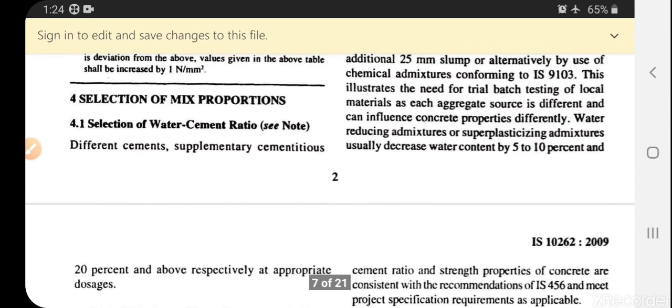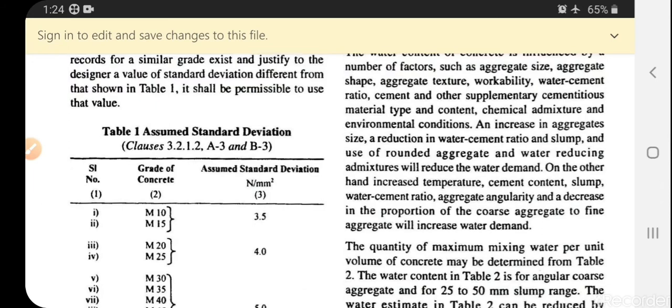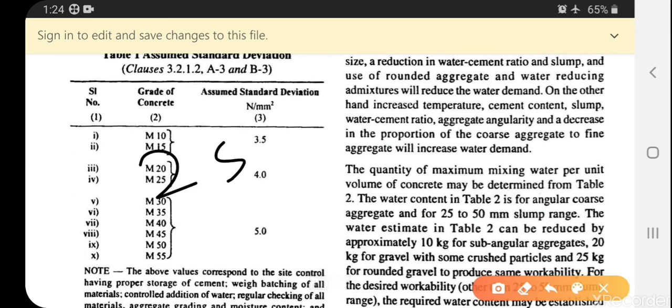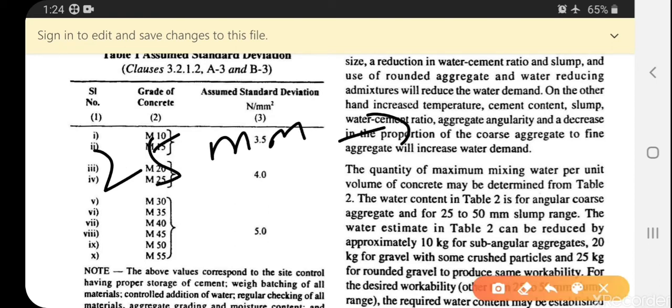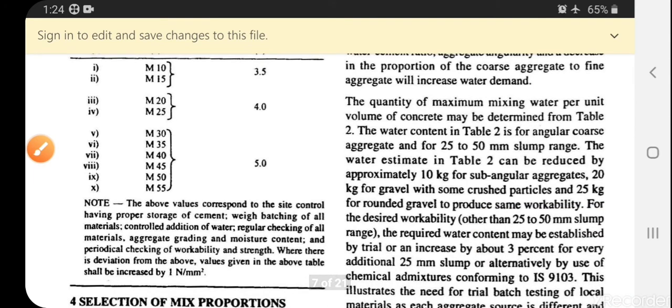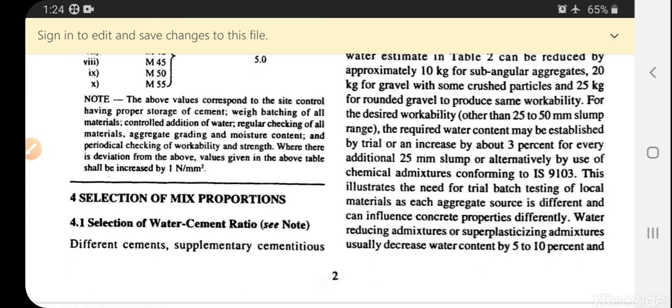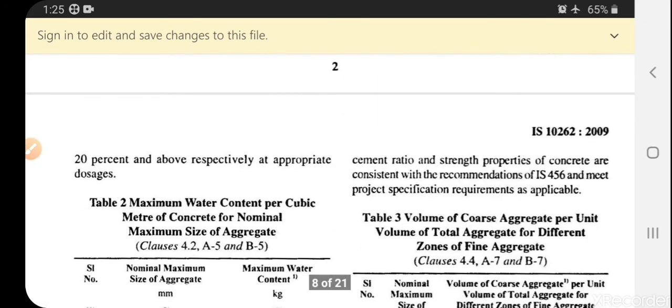Next, selection of the water cement ratio. Keep that in mind. For every 25 mm slump increase, there should be an increase of 3% of water quantity. Likewise, in the problem you can see how much water should be added to the concrete.